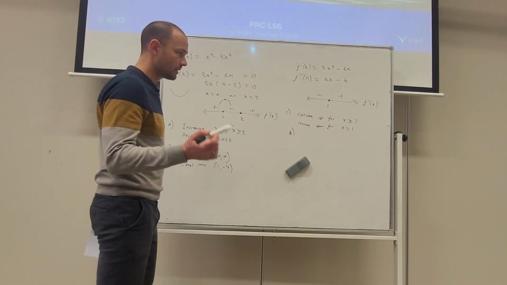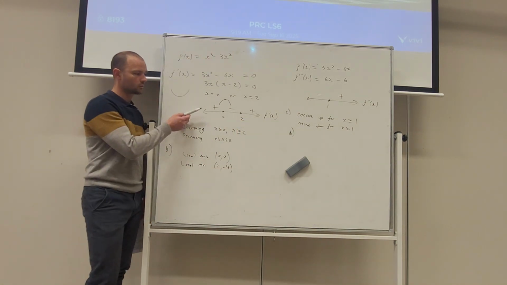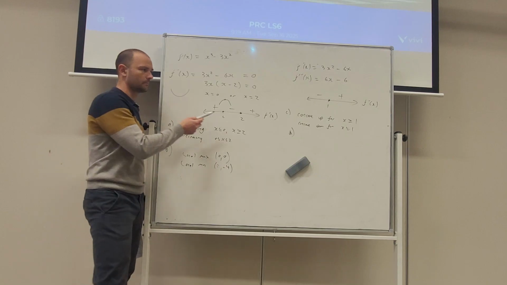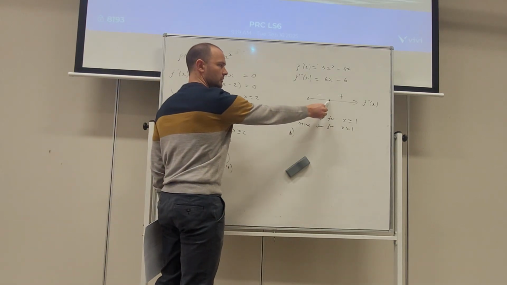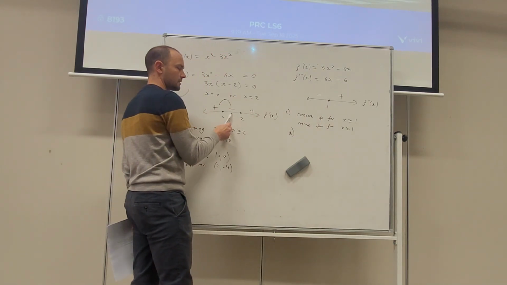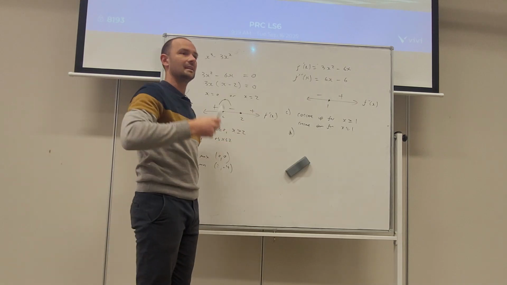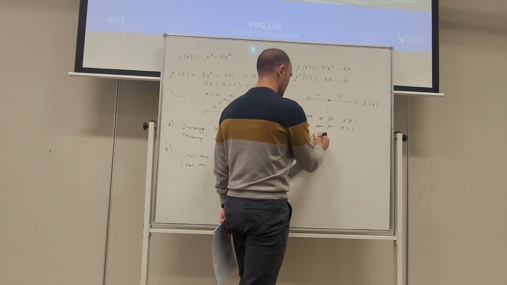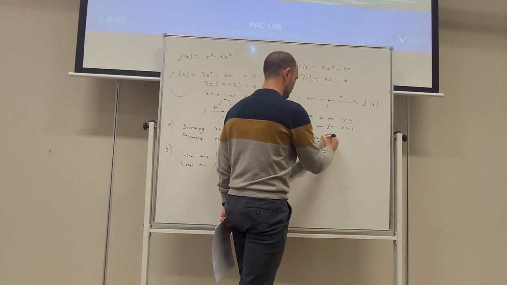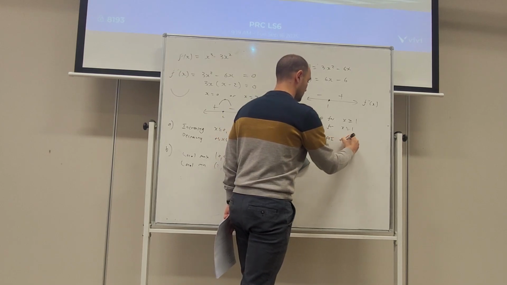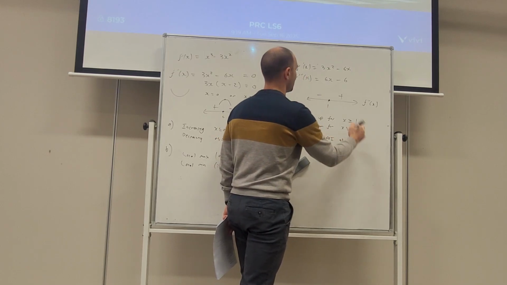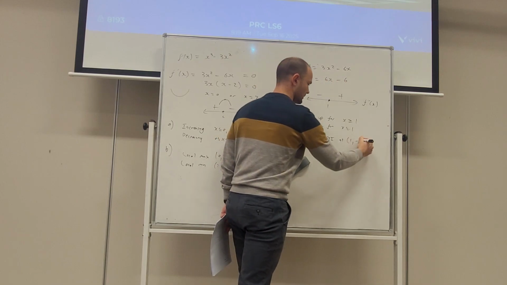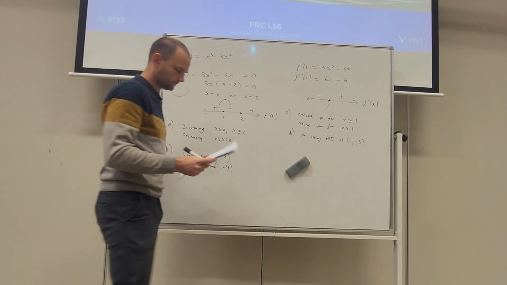Now, a stationary point of inflection will also occur on this sign diagram. This point of inflection does not occur on this sign diagram, which means it is a non-stationary point of inflection. X is 1 and the y value will be 3, take 6, minus 3.